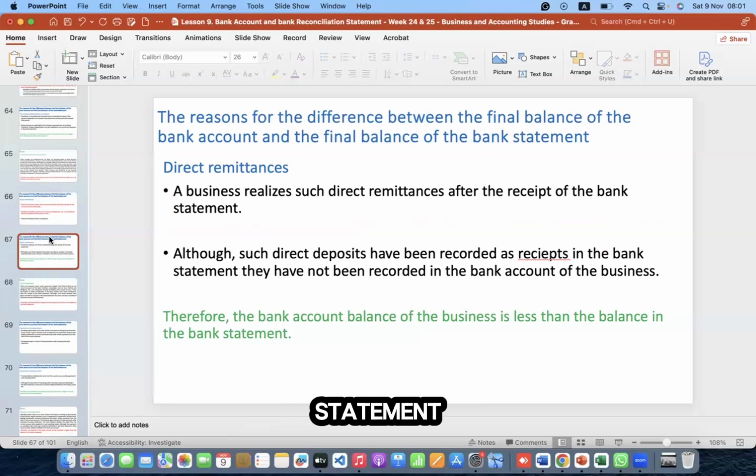Only after the bank statement comes do you have to check: okay, I have received this interest income, I have received this dividend income, the rent also has been received, so let's record it in my bank account, and you record it. That's how it works. Did you understand this direct remittance concept?